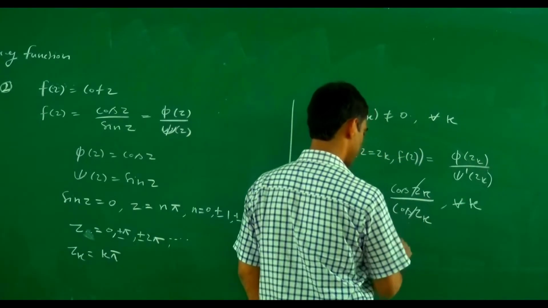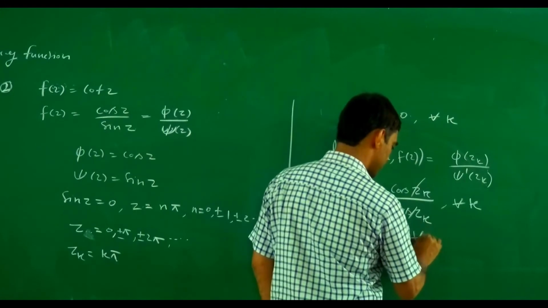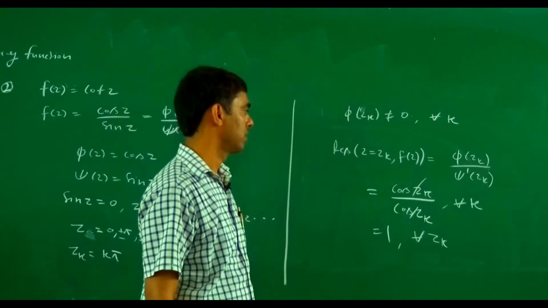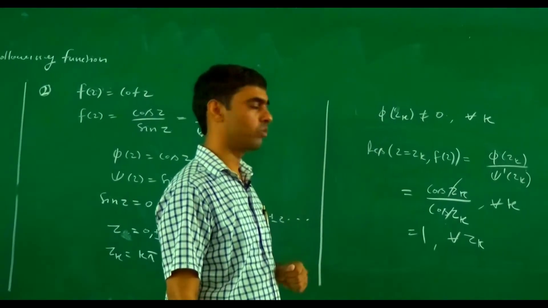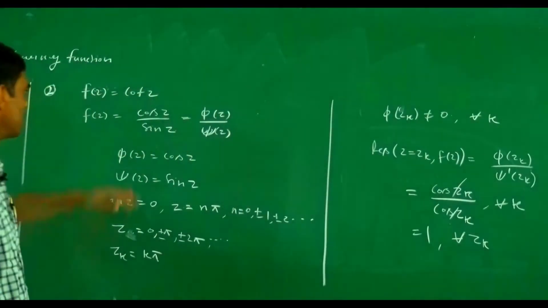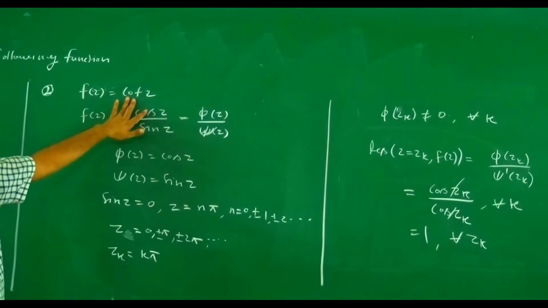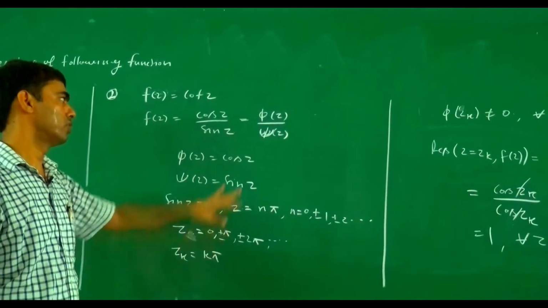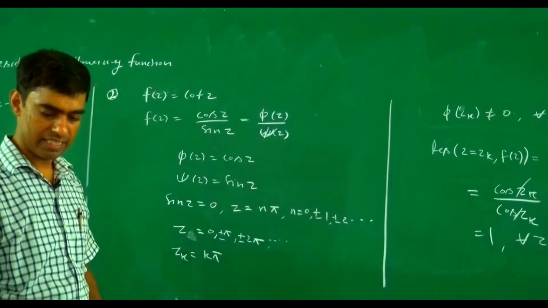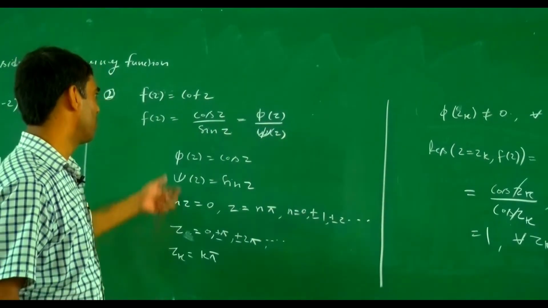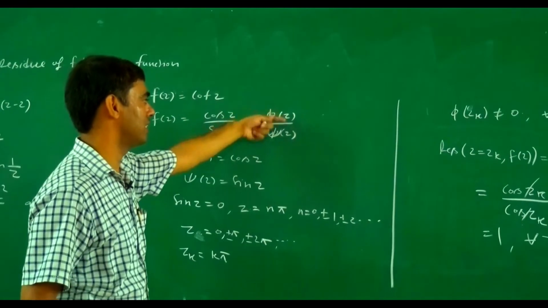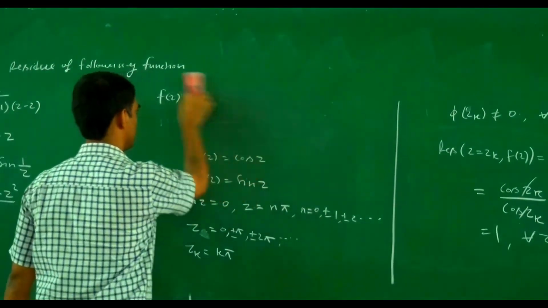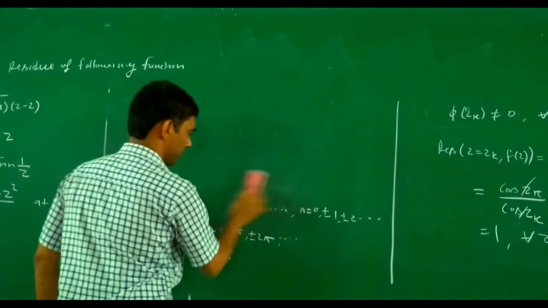The value becomes 1. So for all zk, what is the residue? The residue is 1. So what is the residue of a cot z? The residue of a cot z at all isolated singular points is 1. So this is an application of how we find the residue with the help of phi z0 upon psi dash z0.